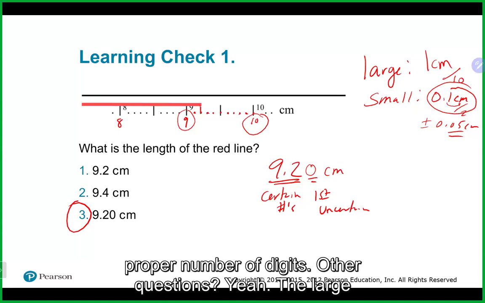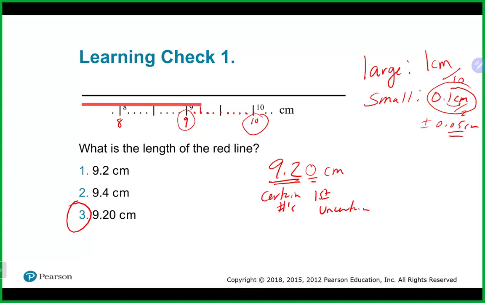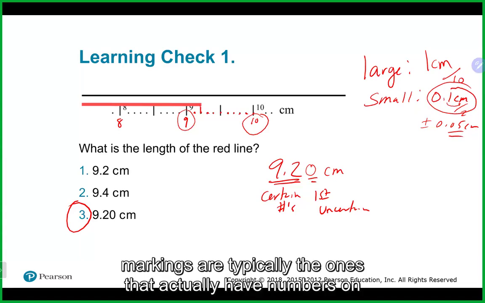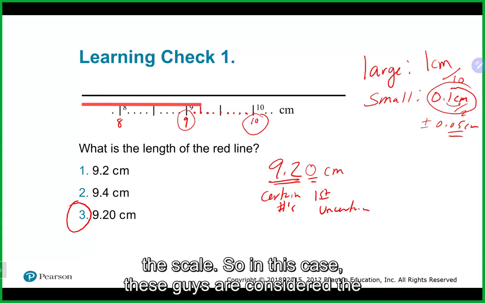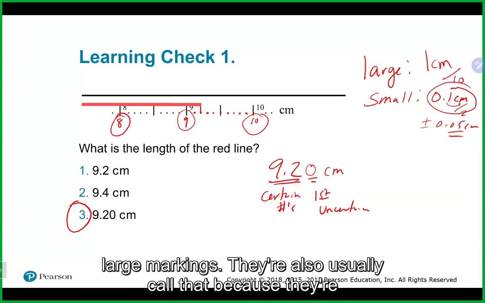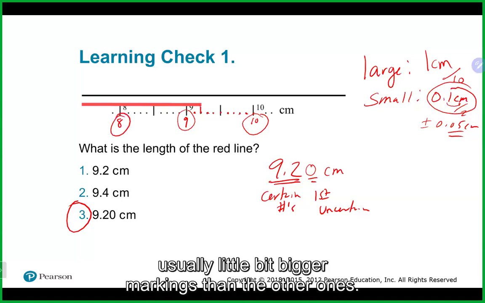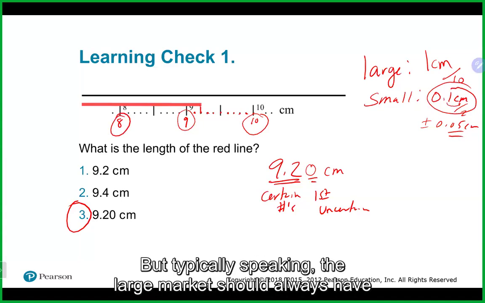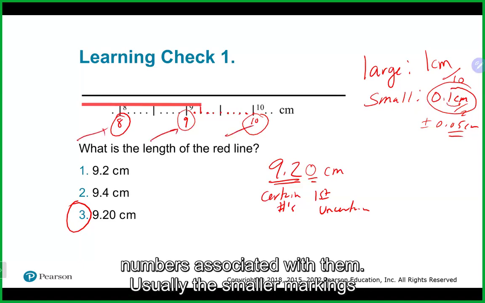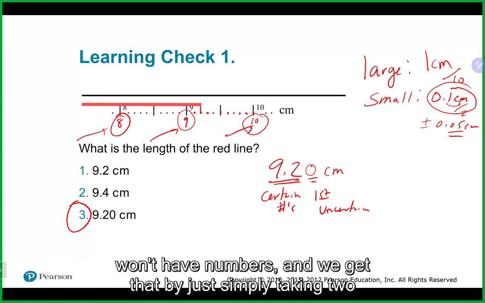Other question? Yeah. The large markings are typically the ones that actually have numbers on the scale. So in this case, these are considered the large markings. They're also usually called that because they're usually a little bit bigger than the other ones. But typically speaking, the large markings should always have numbers associated with them. Usually the smaller markings won't have numbers.